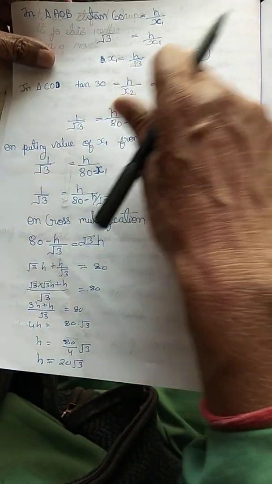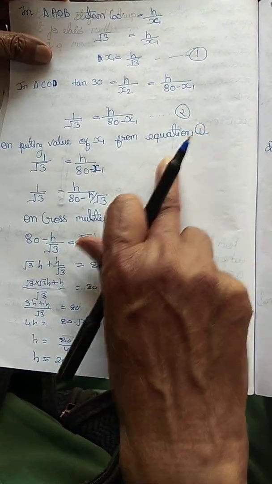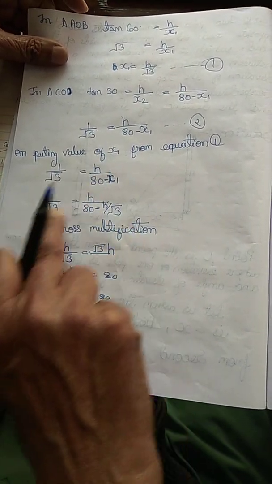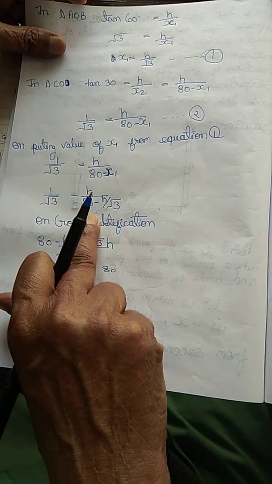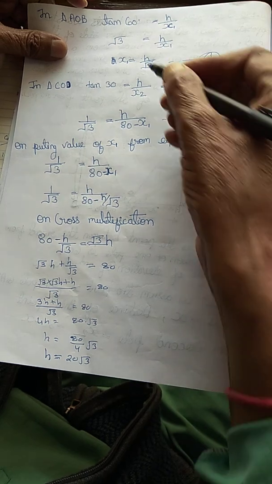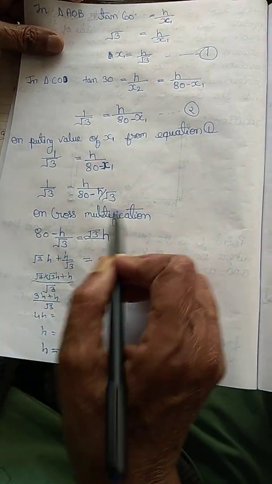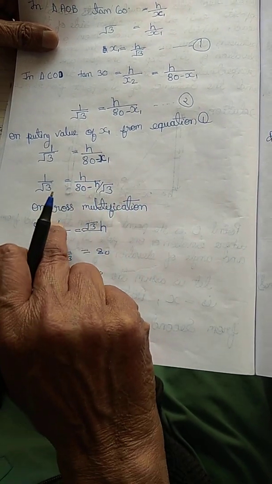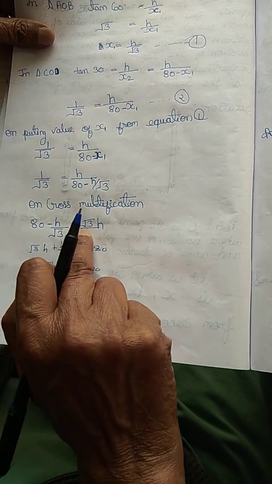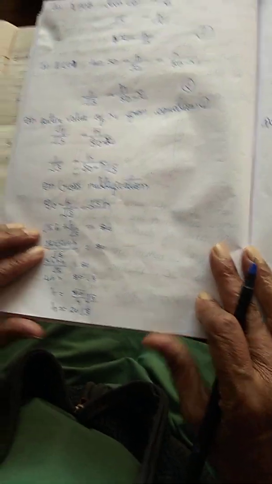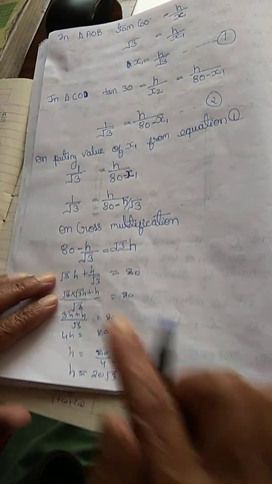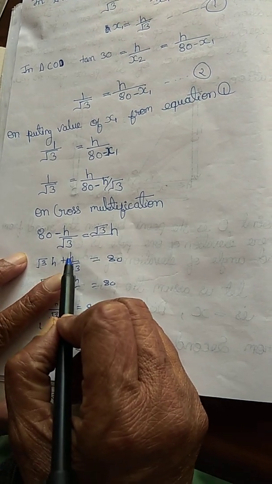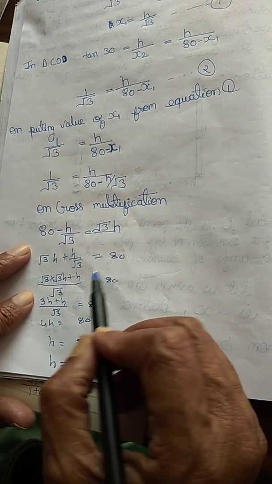And putting the value of x1 from equation 1, we get 1 upon root 3 is equal to h upon 80 minus h upon root 3. On cross multiplication, we get 80 minus h upon root 3 is equal to root 3h. We transfer this term to this side, we get root 3h plus h upon root 3 is equal to 80.